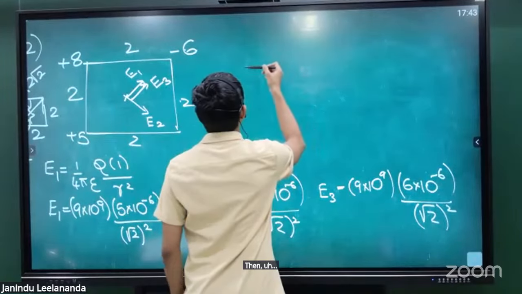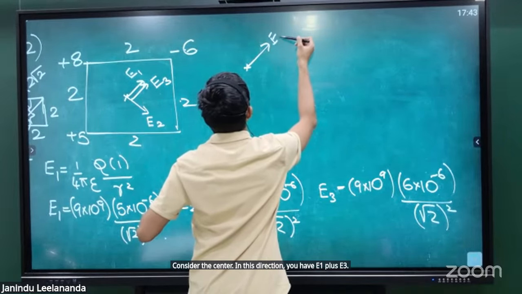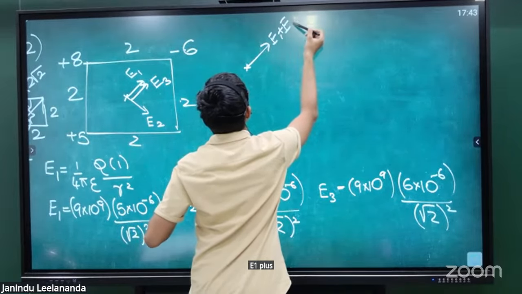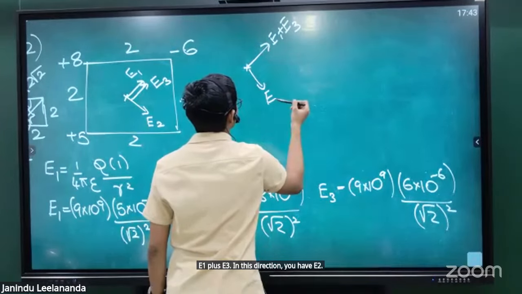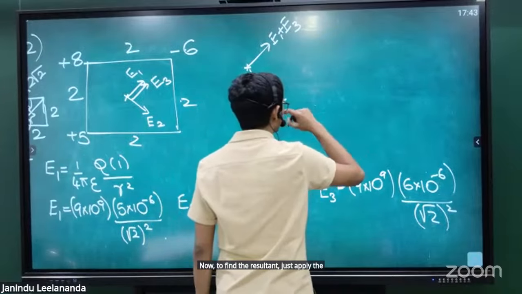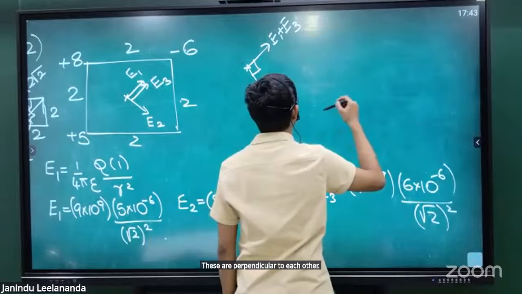Consider the center. In this direction you have E1 plus E3. In this direction you have E2. Now to find the resultant, just apply the Pythagoras law. Why? These are perpendicular to each other.